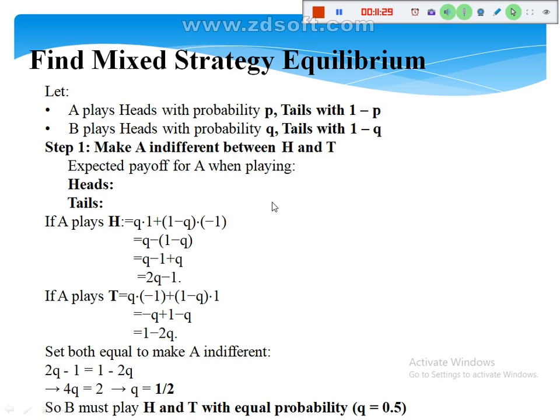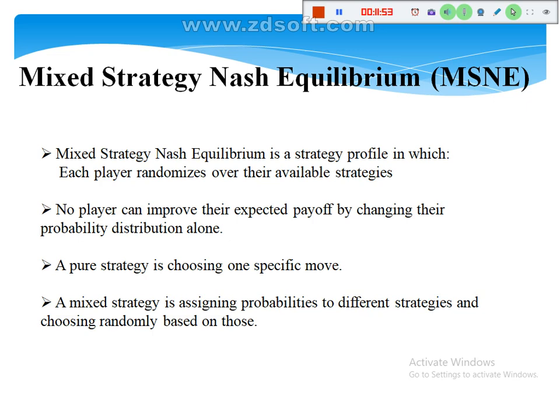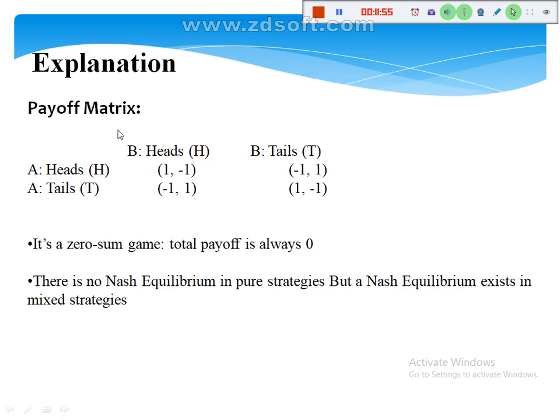How do we make A indifferent between heads and tails? We are going to calculate the expected payoff for A when playing heads and tails. If A plays heads or tails, what is the expected payoff? First we have to calculate. If A plays H, we take the probability into the payoff. So what is the payoff in the payoff matrix if A plays heads? 1 and minus 1. Okay.